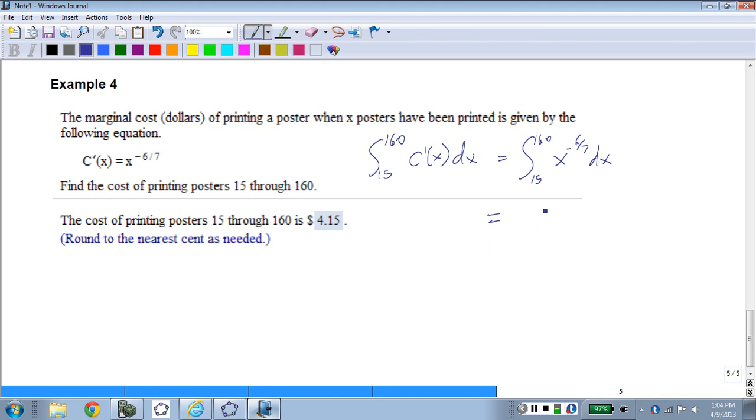So it's going to be x to the 13/7. If I add 7/7, no, that's terrible. How did I do that? Let's try that again. What is negative 6/7 plus 7/7? That's actually equal what? 1/7. Yes, wow. 1/7. And so if we divide by 1/7, that's equivalent to multiplying by 7. So 7x to the 1/7, we're going to go from 15 to 160.